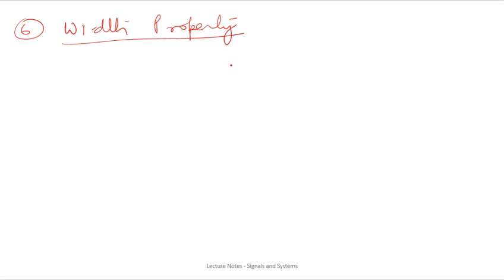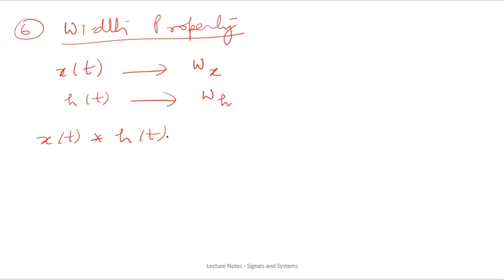So let us try to simplify it. In other words, if the durations or widths of x(t) and h(t) are finite, let's suppose that signal x(t) has a width equal to Wx, and h(t) also has a duration or width represented by Wh. Then the width of the convolved signal of x(t) and h(t) will be equal to the sum of the widths of the two signals. So this is quite straightforward: whatever the widths of the two signals, the width of the resultant convolved signal will be the sum of those widths.